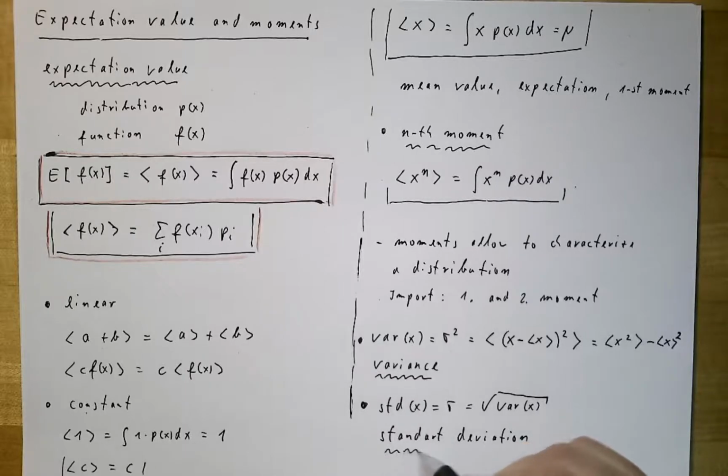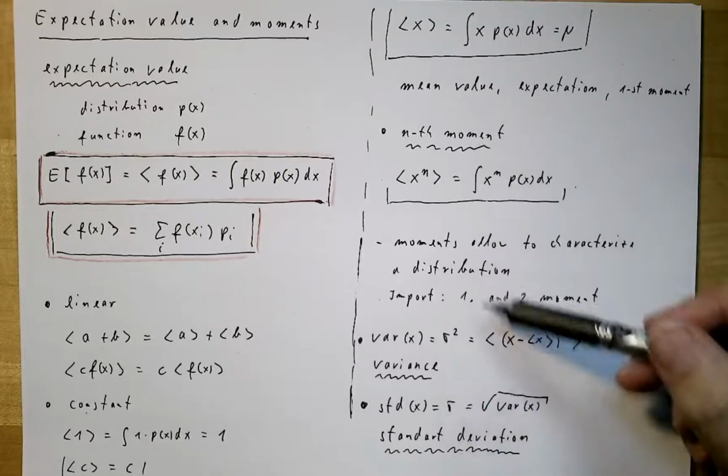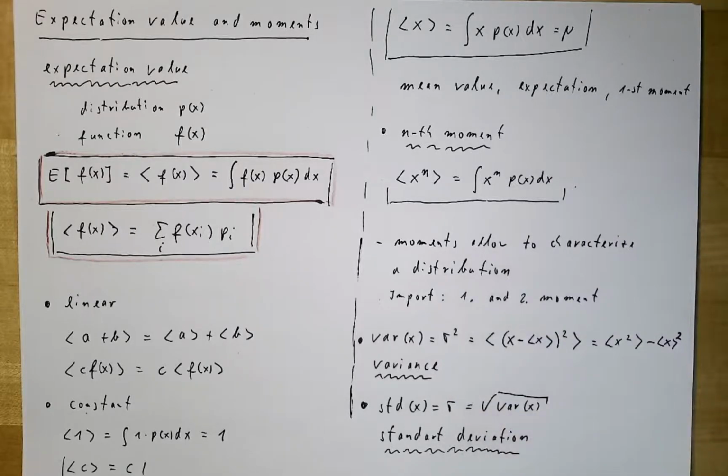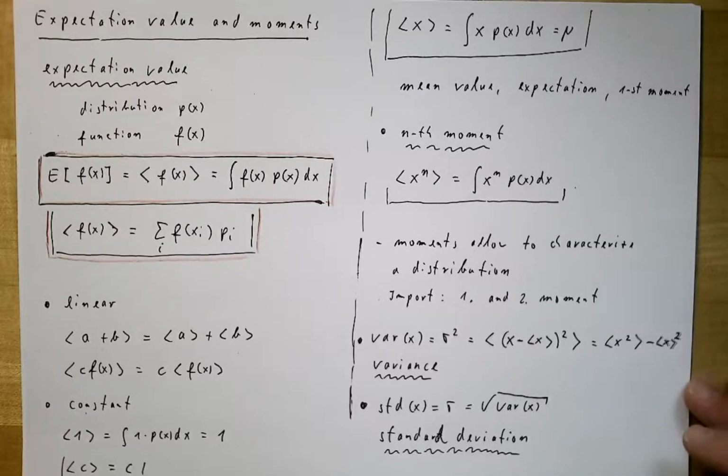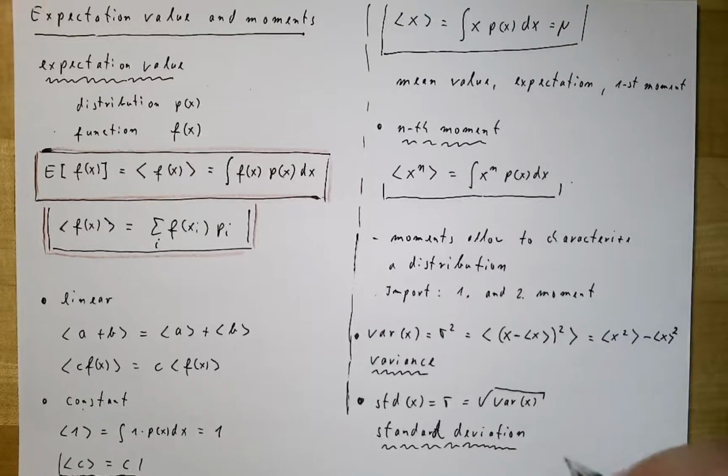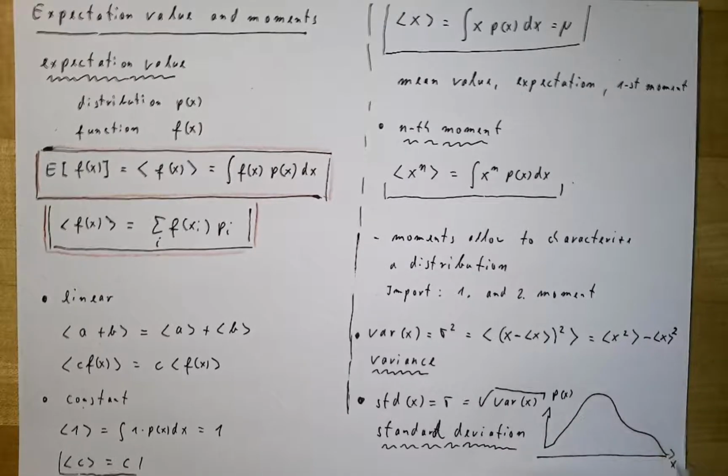And I do this very fast here because I think that most of you have seen all this, expectation values, variance and standard deviation, so I don't have to go into too much detail. So maybe let's do a sketch. Let's say here we have our distribution of our random number.